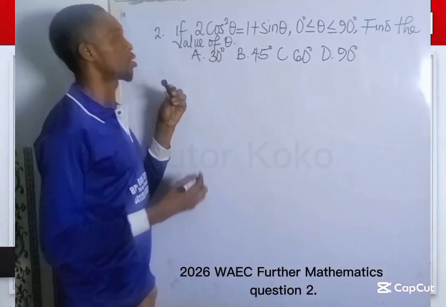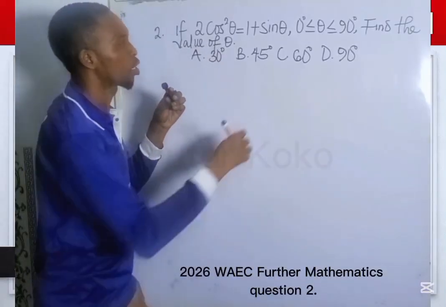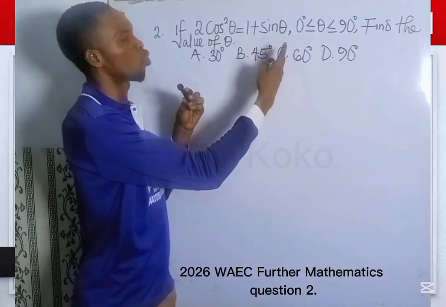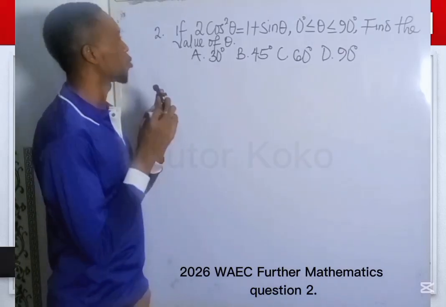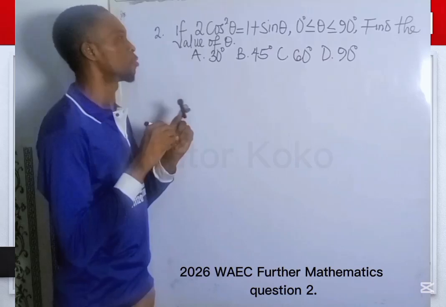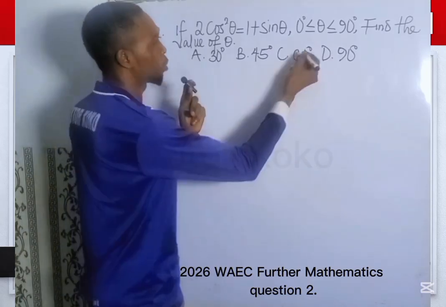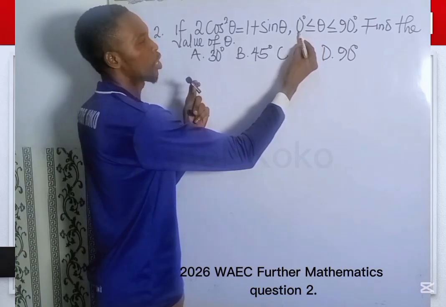2 cos squared theta is equal to 1 plus sine theta, and 0 degrees is less than or equal to theta, theta is less than or equal to 90 degrees. We are to find the value of theta. Beautiful. And don't forget that the value of theta should be between 0 and 90 degrees.